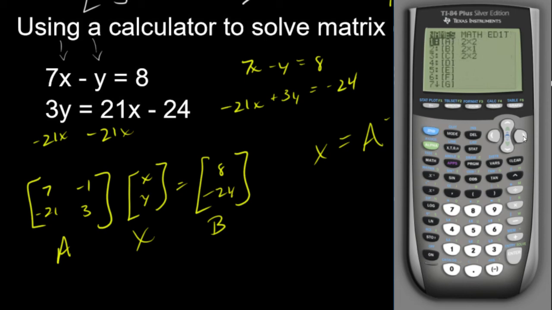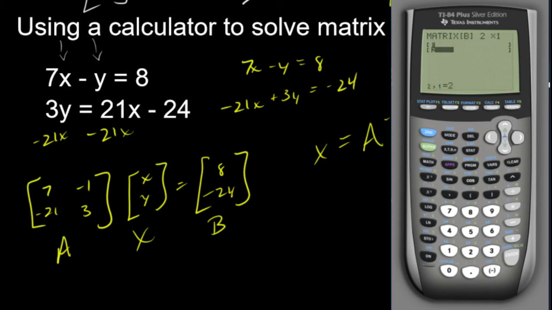So, time to go ahead and go through this again. Going into the matrix menu, editing, matrix A, it is a 2 by 2. Its entries are 7, negative 1, negative 21, and 3. Now you change matrix B. Matrix B is a 2 by 1, and it is 8, negative 24.